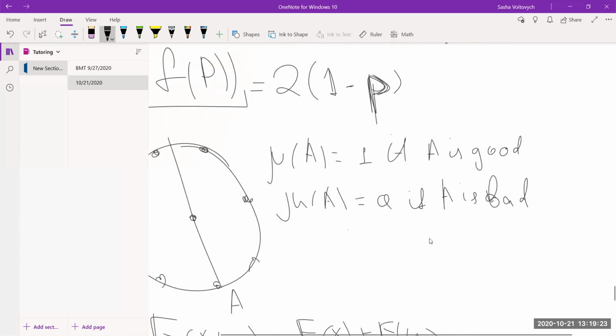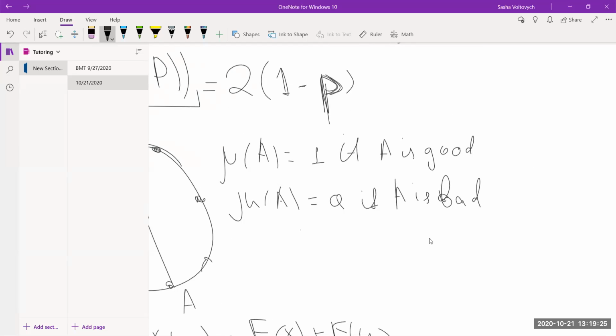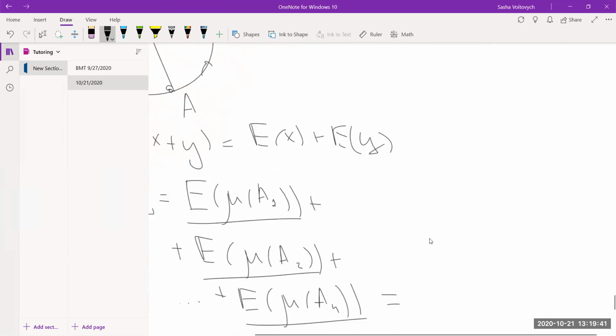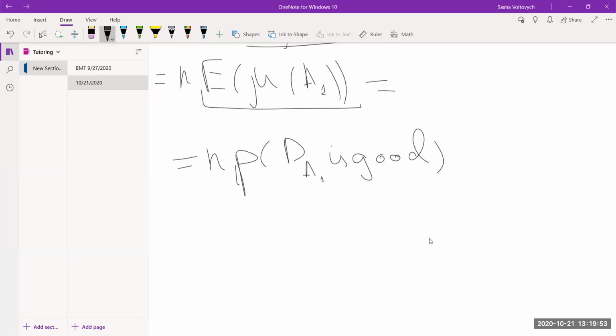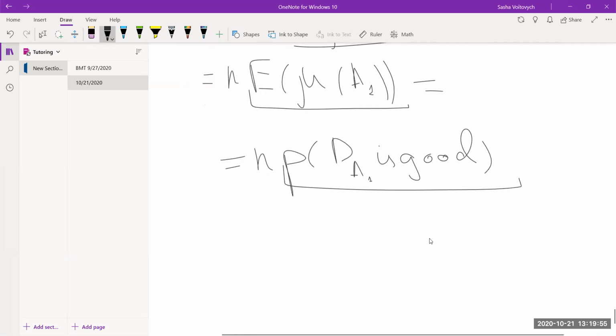Because remember how we defined it? Mu of A is 1 if it's good, which happens with the probability that the diameter is good, and mu of A is 0 if A is bad, which happens with the probability that the diameter through A is bad. So the expected value would be 1 times P plus 0 times (1 minus P). So it is n times the probability that the diameter is good. So now we just have to compute this and we will be done. And this is fairly easy.